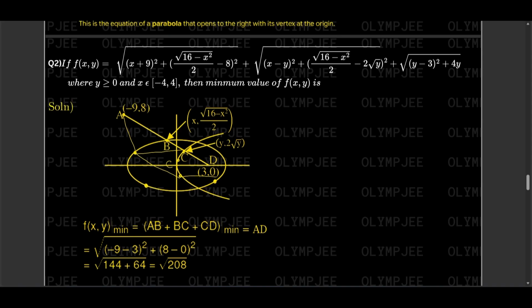So we need to find out when this distance will be minimum, because C can be here also, C can be here also, right? But we know that the distance through any 4 points will be minimum when they are lying on a single line. Because if they are not lying on a single line, then the distance will increase. So these 4 points must be on the straight line, which gives us that we can simply find out the distance between minus 9 comma 8 and 3 comma 0. If you apply the distance formula, you will get the answer as root 208. So this was the answer.